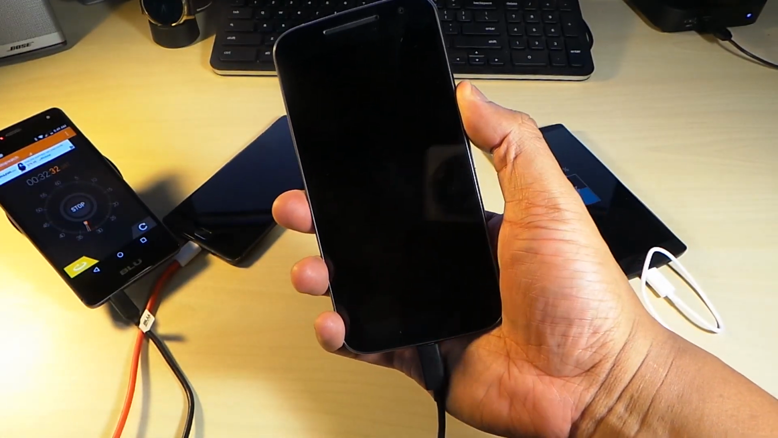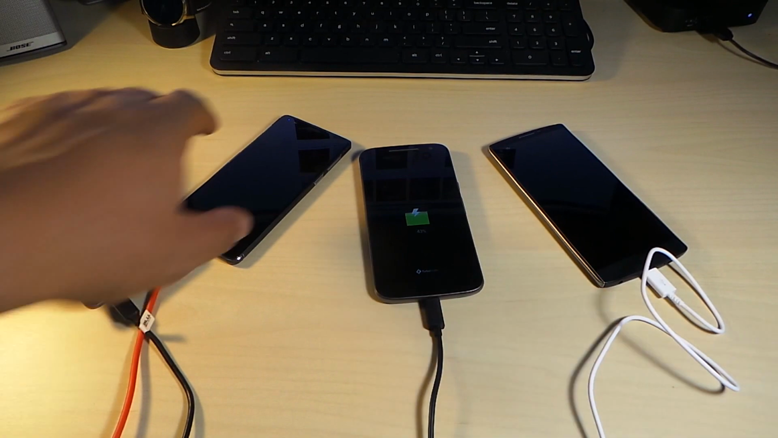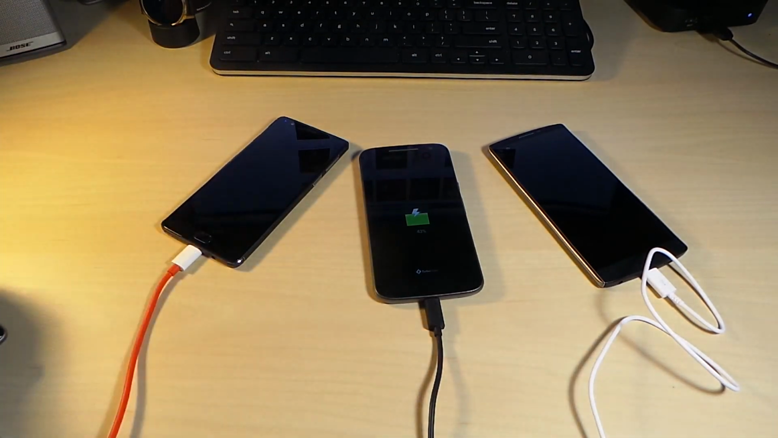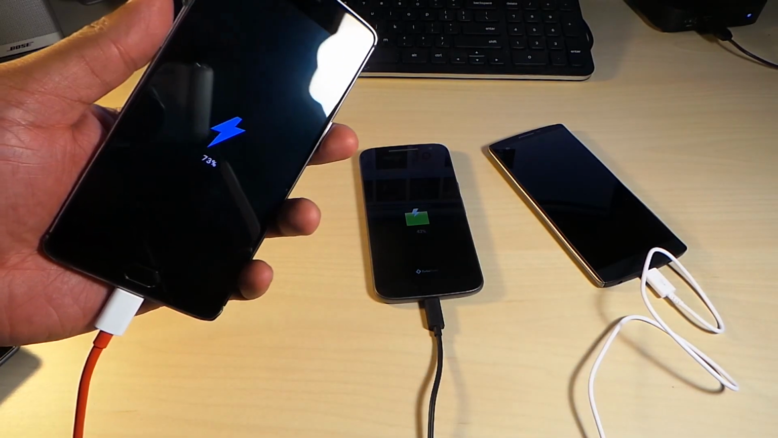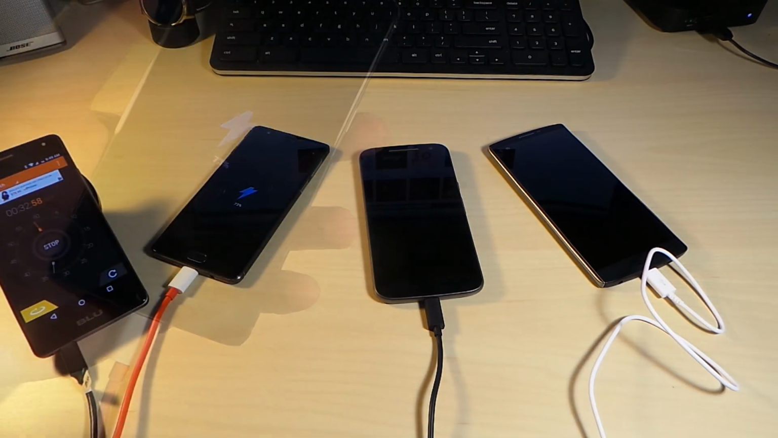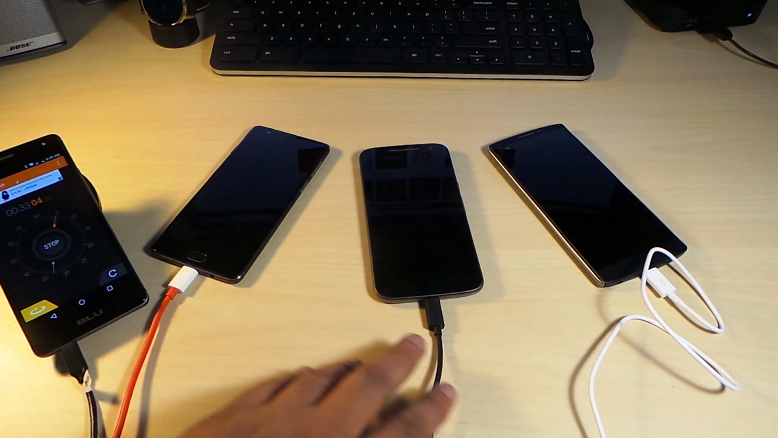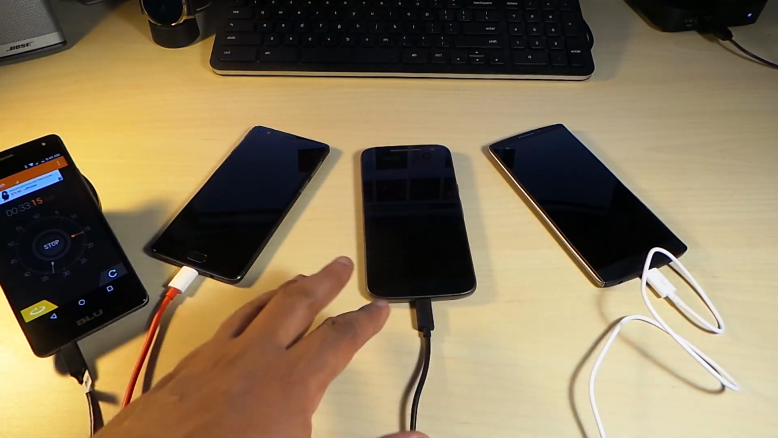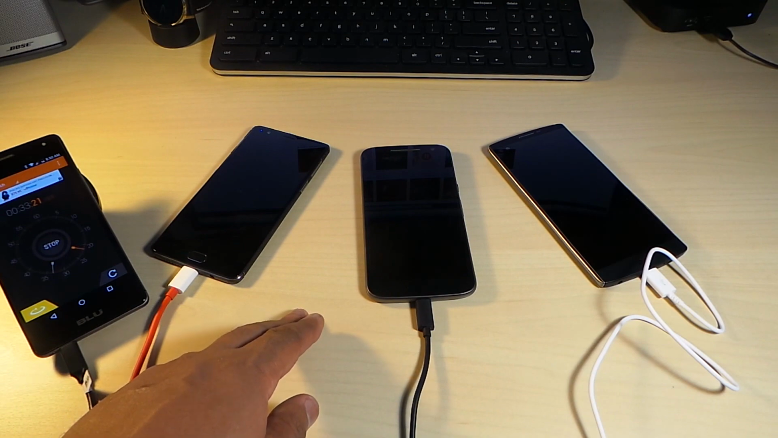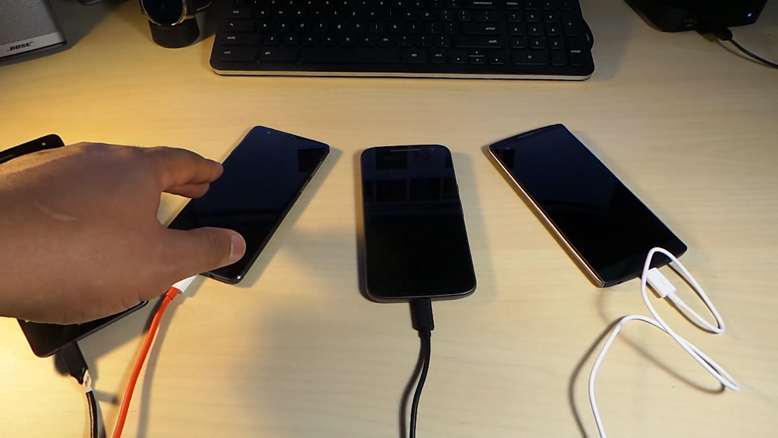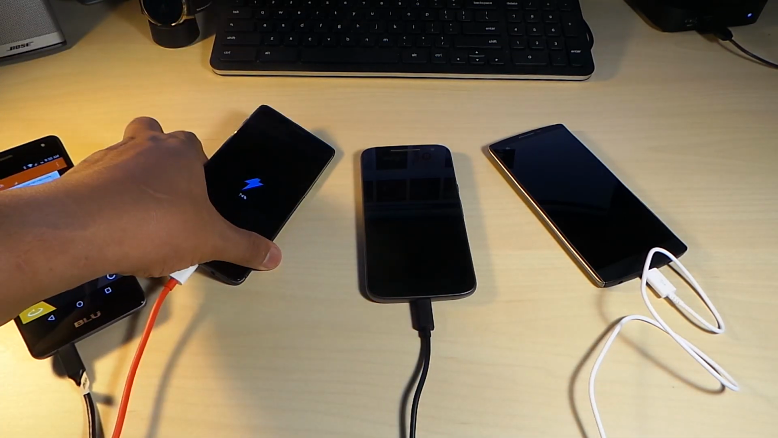Moto G4 is at 43% charge so far. And OnePlus is at 73% charge. Now, when we first started off, LG with the Moto G4 was second at 6%. They were even, and then the OnePlus 3 got to 7% first. Wow. All right, guys. 74%.